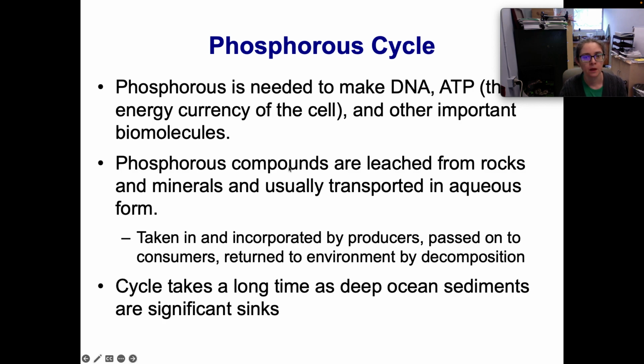but it's also important in some other biomolecules as well. Phosphorus compounds are leached from rocks and minerals and usually transported in water, so that's what aqueous forms means. I do want to note phosphorus does not have a gas phase. So carbon had carbon dioxide, water had water vapor in the atmosphere, nitrogen had nitrogen gas. Phosphorus is not in the atmosphere. There's not a gas form of phosphorus. So it basically comes from rocks and then gets transported around and taken up by organisms.